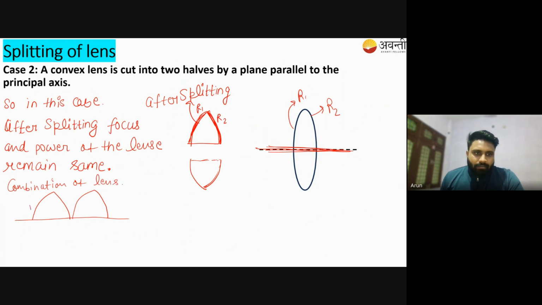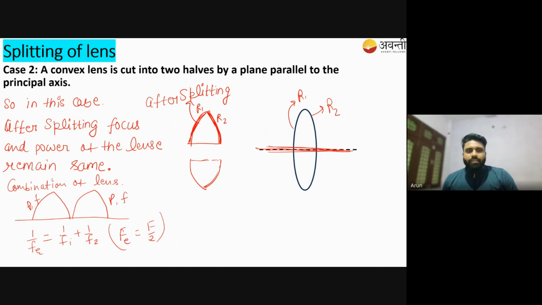So this has a power P and focus F. This is also a power P and focus F. So what will be the resultant? The resultant is 1 upon F equivalent equals 1 upon F1 plus 1 upon F2. So you have F equivalent as F by 2. The focus will be half by this combination and the power will be double. Power of combination will be 2 times the power of a single lens.